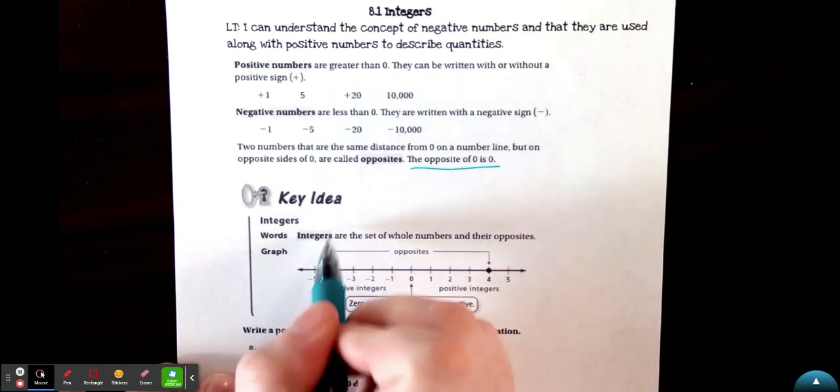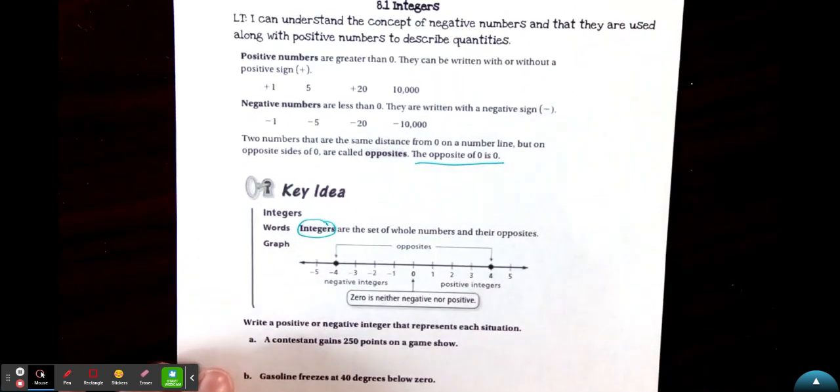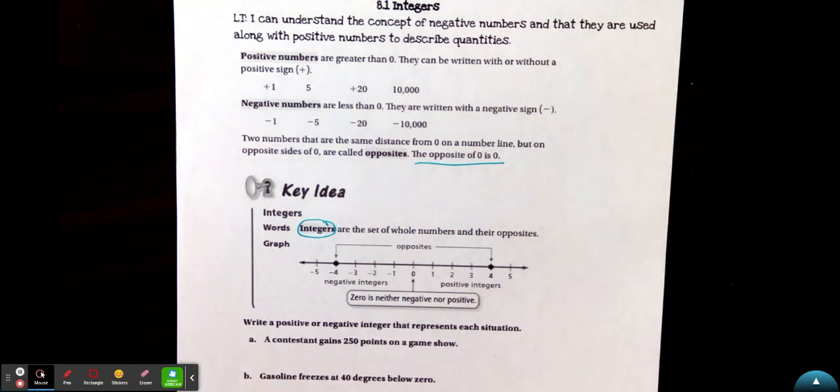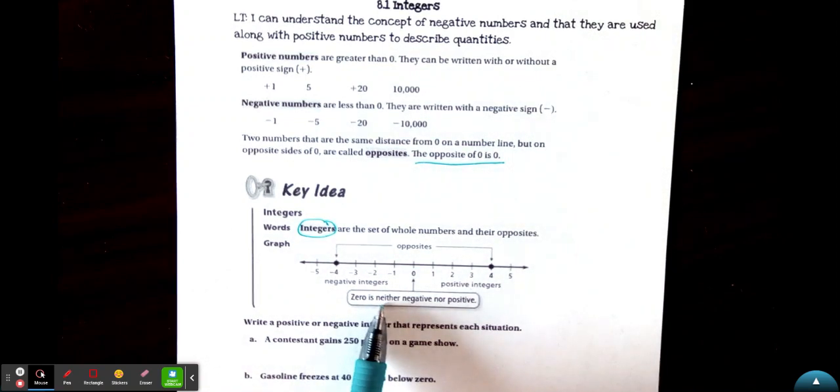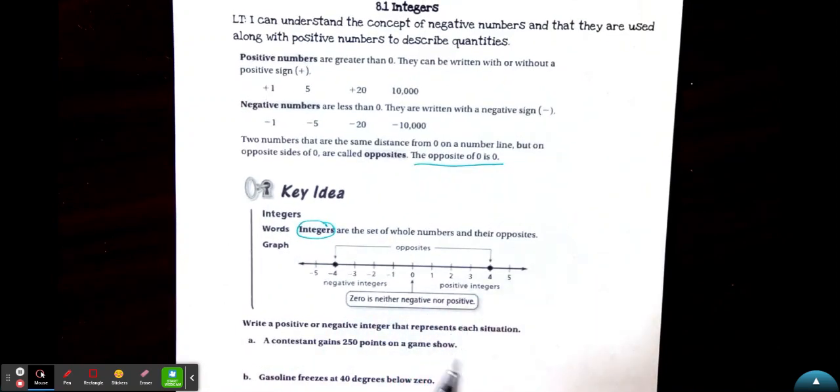Okay, our vocab this chapter is integers. Integers are the set of whole numbers and their opposites. So positive 4, negative 4, positive 3, negative 3, negative 2, positive 2. Those are all integers. And right here it says 0 is neither positive nor negative. I said it backwards. Whoops.